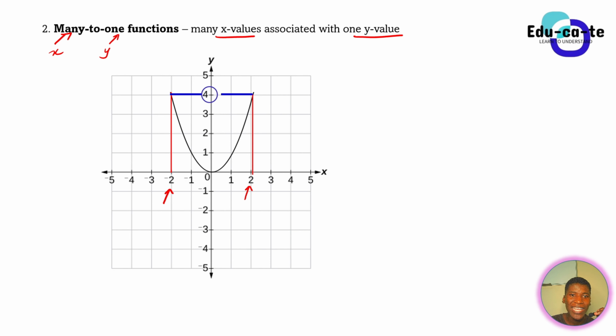So you can say that you have got many x values, in this case negative 2 and 2. Both of them are linking to what? To one y value. So this is something that is known as a many-to-one function. It's a relation whereby you have got 2 or more x values, and they are associated with only one y value. So this is known as a many-to-one function. Many x values to one y value.